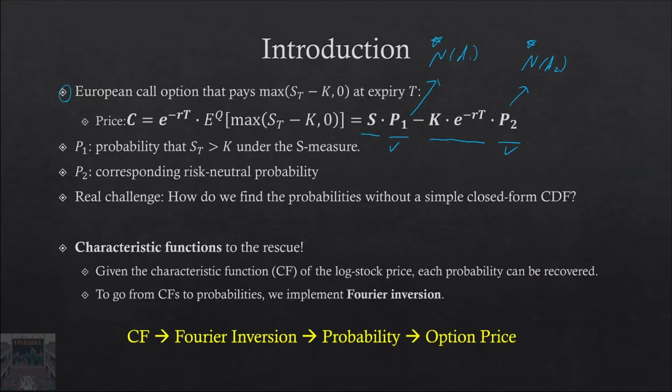So instead of working with distributions directly, we switch to characteristic functions. And the idea here is simple. We will find a characteristic function. We will then implement Fourier inversion using the characteristic function. That will allow us to recover the probability. Then we'll use the probability to price our option.